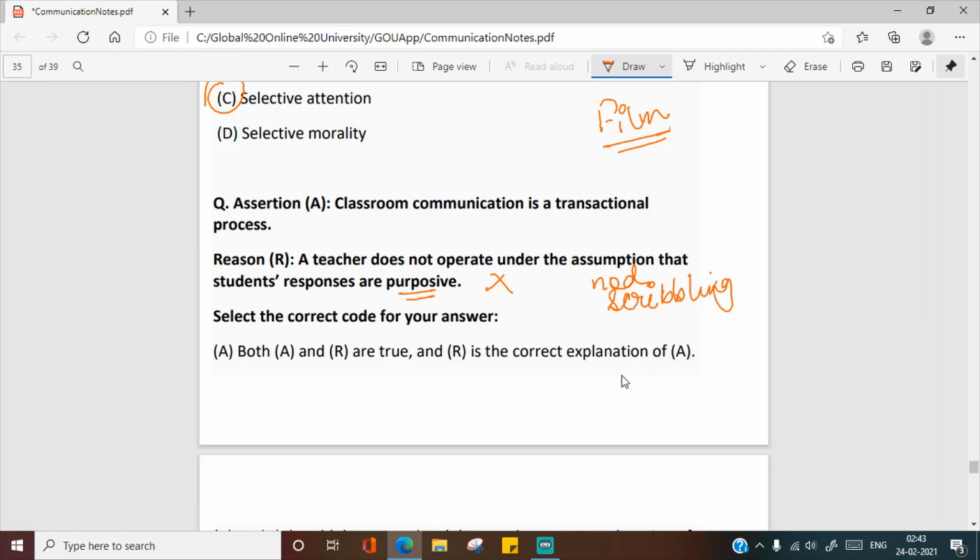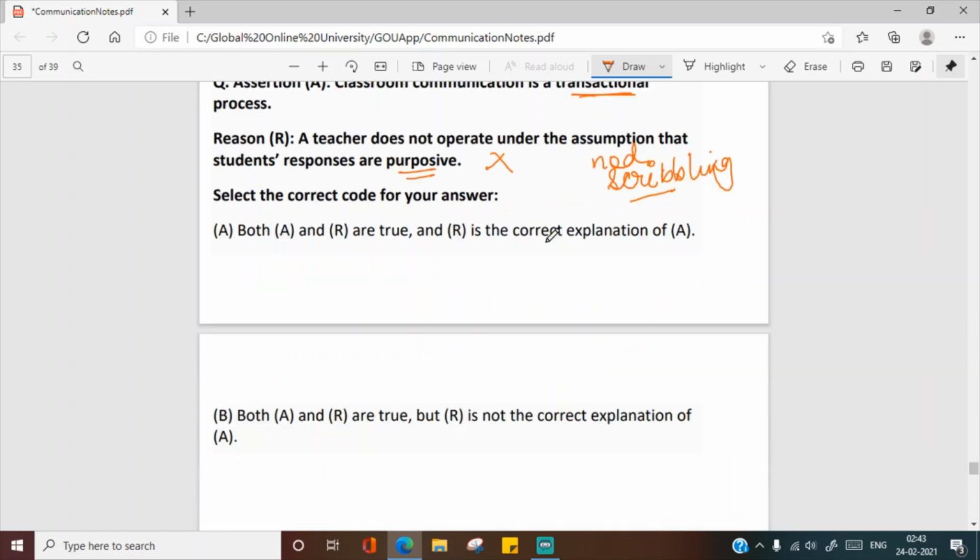Students are not interested in the class. So classroom communication is a transactional process. Why? Because there is face to face communication, there is feedback in this type of communication, and there is simultaneous response. So this is the transactional model we talked about a few minutes ago.